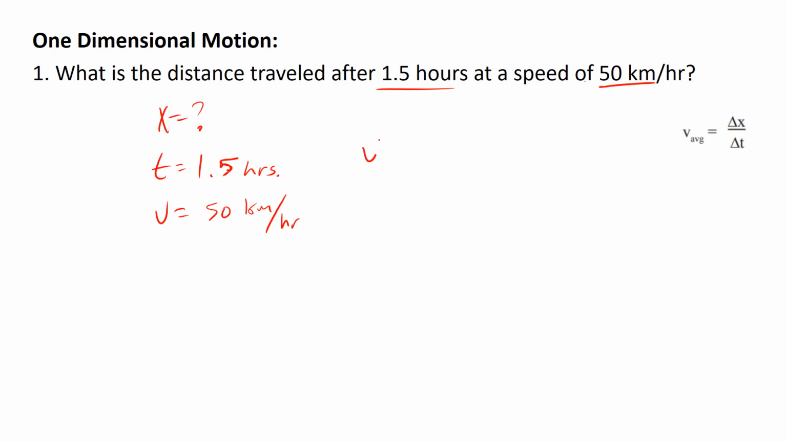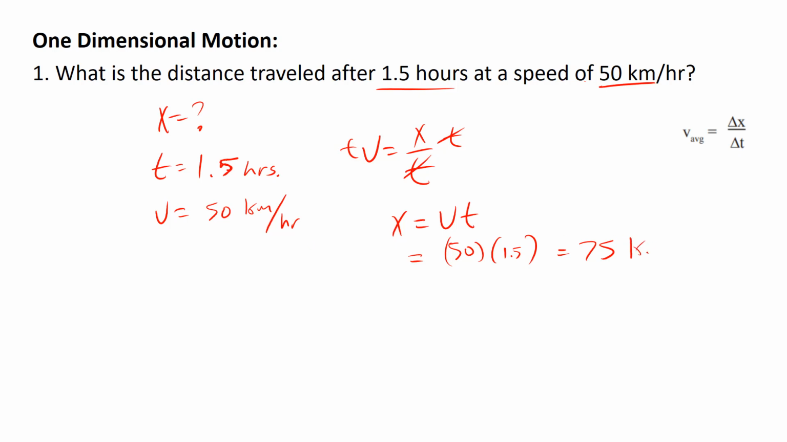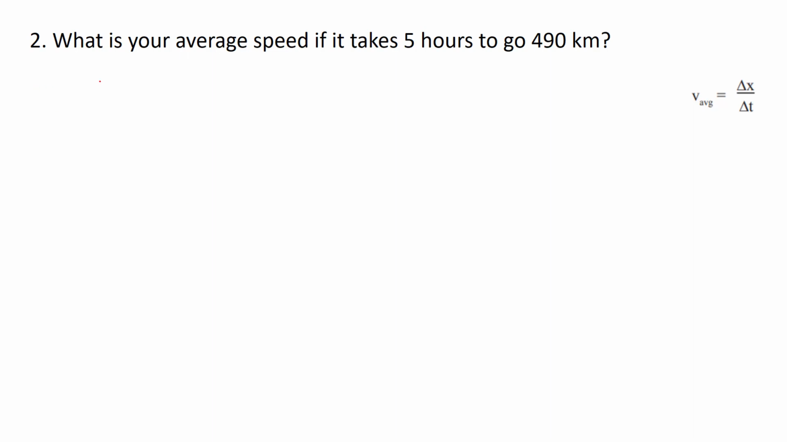And we're going to go to the equation v equals x over t, and we're solving for x, so we can rearrange this, get rid of the t by multiplying both sides by t, and x equals v times t. X equals v, which is 50, times t, which is 1.5, so we get 75, and since the hours are going to cancel out in this, we're going to be left with kilometers. So there's our answer.